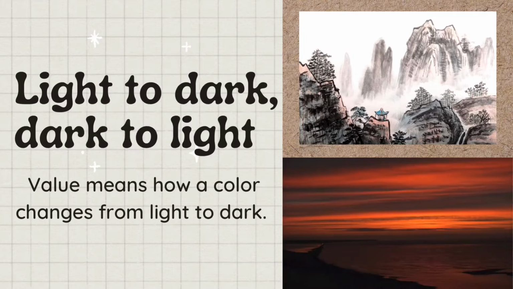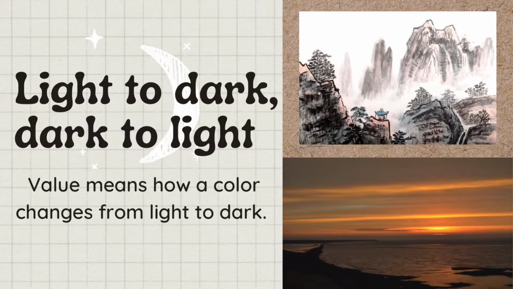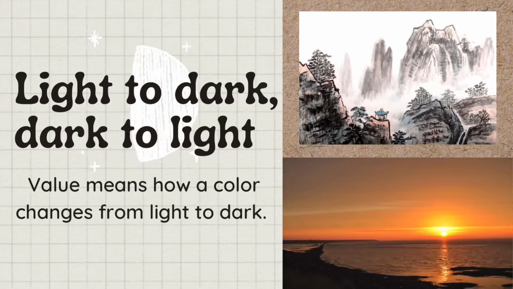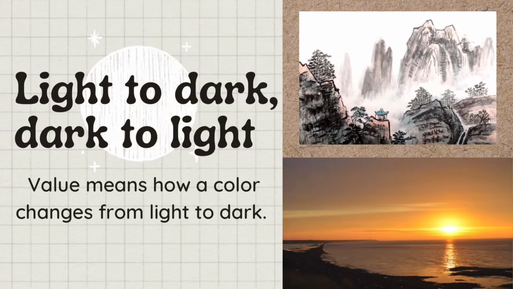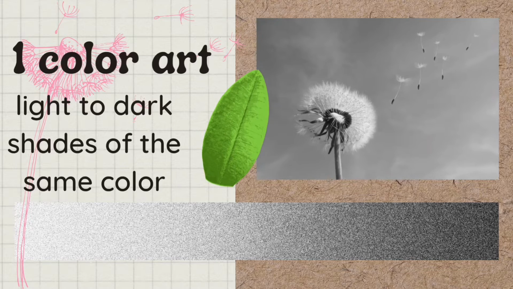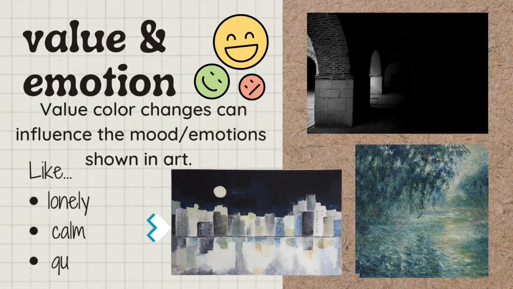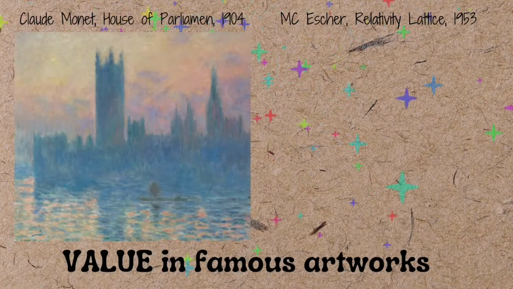Colors changing from light to dark and dark to light. This can be seen in white to gray to black and in all other colors. Art can be made using one color in light, medium, and dark shades. Value color changes can influence the mood and emotion shown in art, like lonely, calm, quiet.